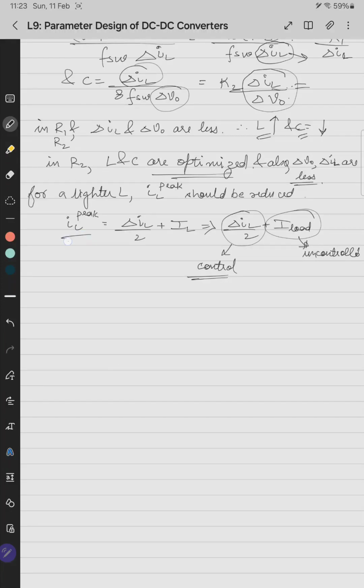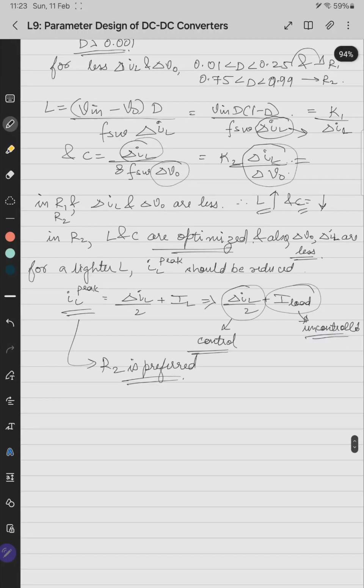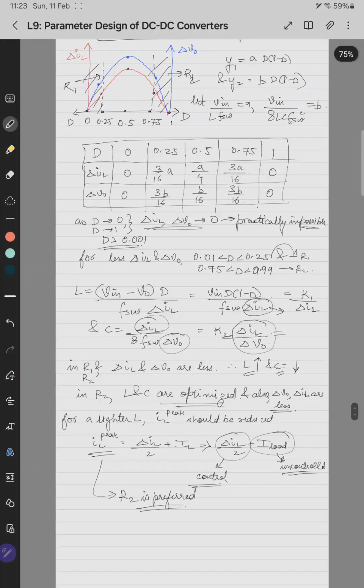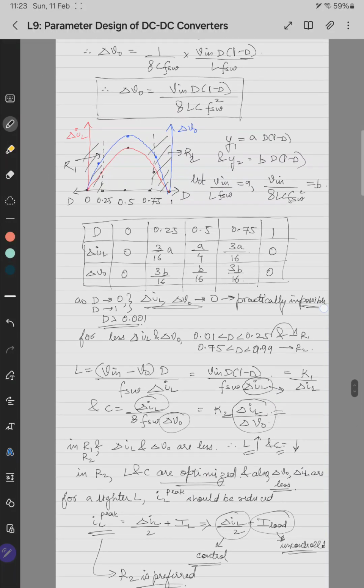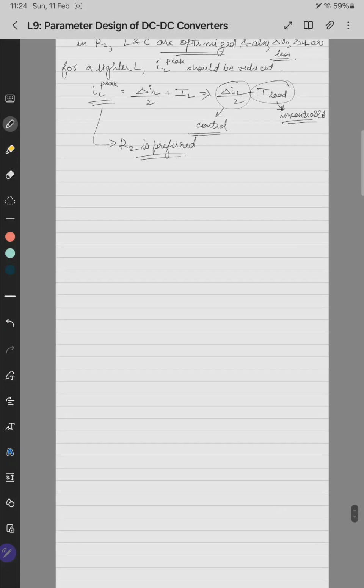So to reduce the I peak current, R2 is preferred, where L and C both components are optimized. Also delta IL and delta V load are reduced irrespective of the load. That's why in the last lectures I told you that for a buck converter, R2, the higher duty ratio region, is preferred. Now very quickly we'll see what it is for a boost converter.